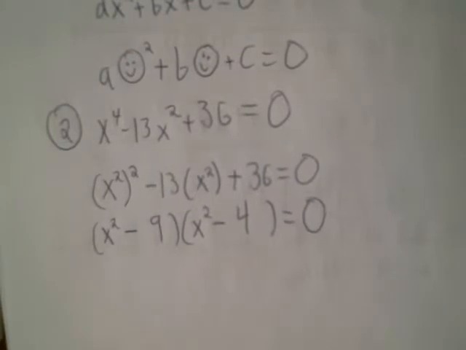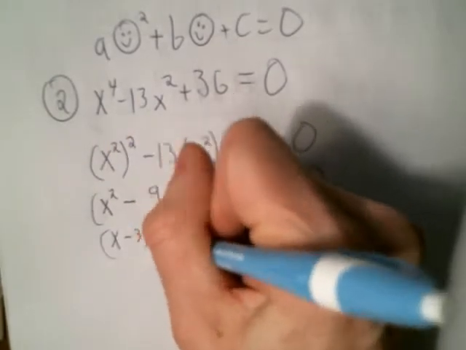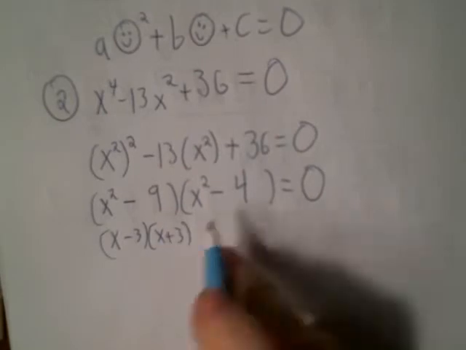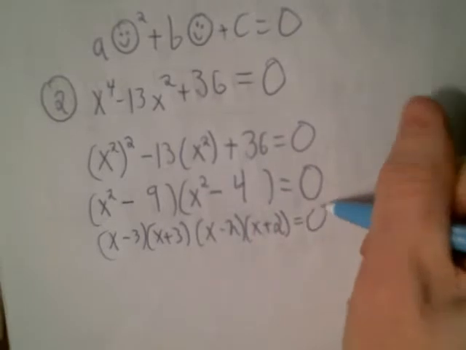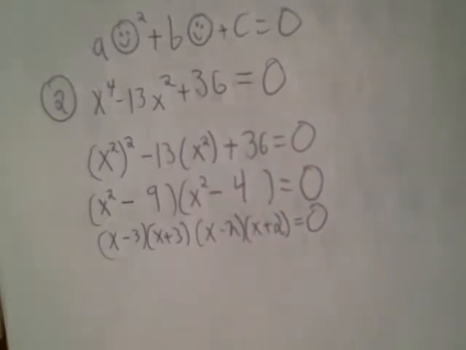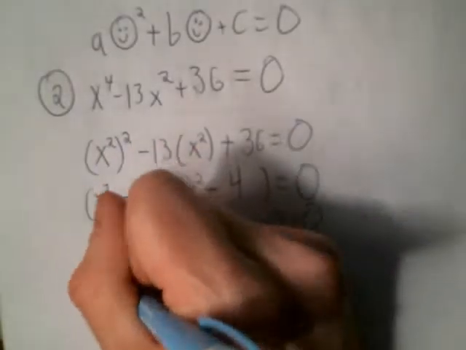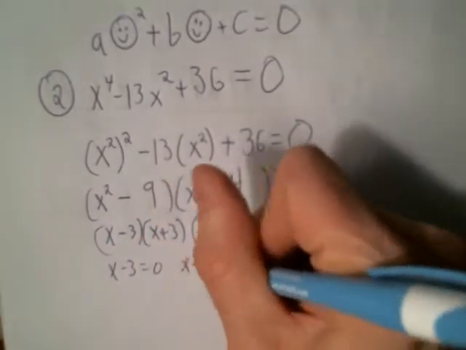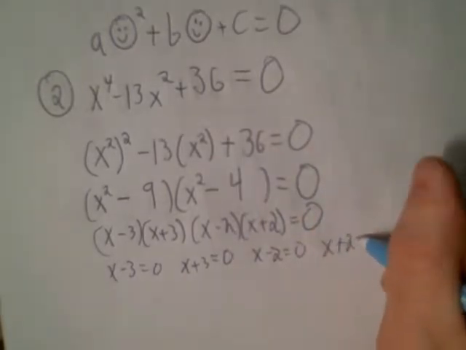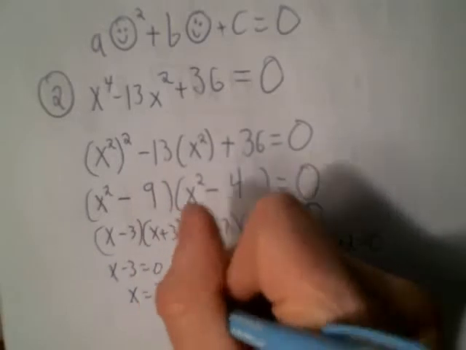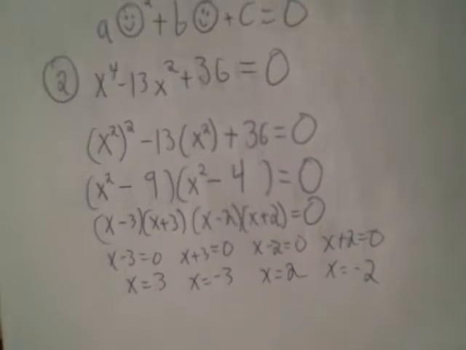So we have a factorization. It turns out you can go ahead and factor this again. So then x minus 3 times x plus 3, those are just differences of squares. This guy, x minus 2 times x plus 2. And then you could set each factor equal to 0, and you'll have 4 solutions. So x minus 3 is 0, x plus 3 is 0, x minus 2 is 0, and x plus 2 is 0. So you get x is 3, or x is negative 3, or x is 2, or x is negative 2.